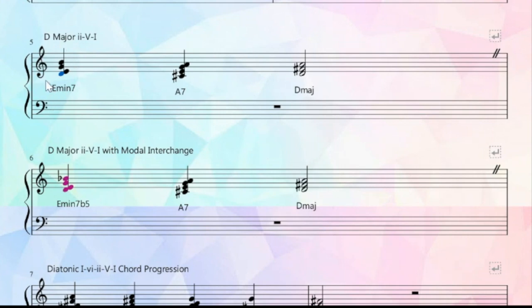So let's go with the first chord, which is an E minor 7. Since that's the second chord of the D major scale, we could easily substitute that with the second chord of the D harmonic minor scale. And as we saw above, that would be the E minor 7 flat 5. So that's the chord that we are bringing in from D harmonic minor. So let's see what the chord progression sounds like with modal interchange. As you see, the B flat added a tension that was later resolved in the next chord, so it gives the chord progression more interest.